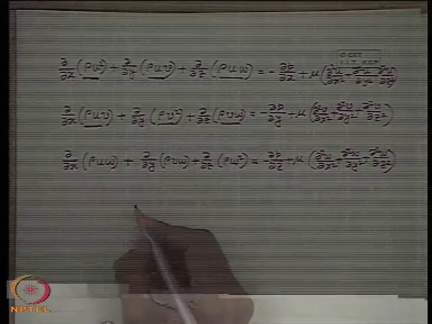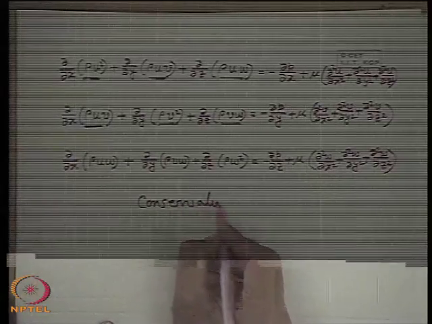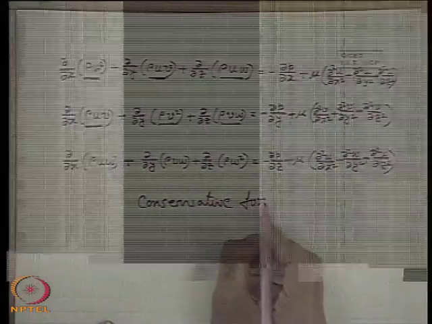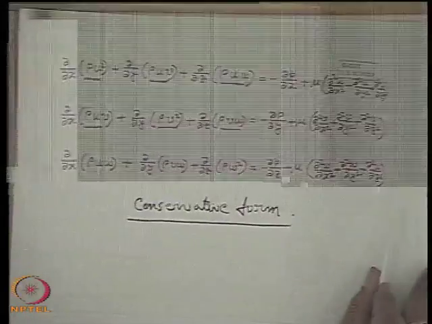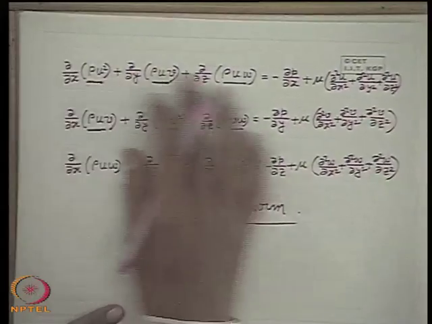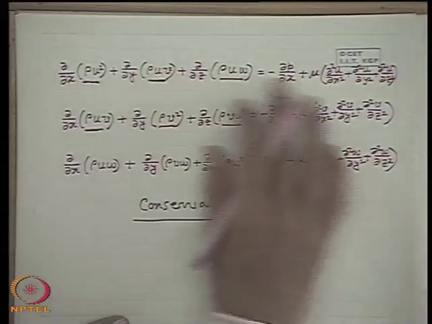So this form of Navier-Stokes equations is known as the conservative form. Writing the Navier-Stokes equation in this form in any coordinate system is known as the conservative form. Now after that, we come to modify this form of the Navier-Stokes equation.